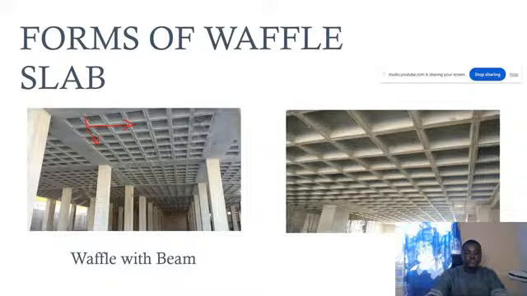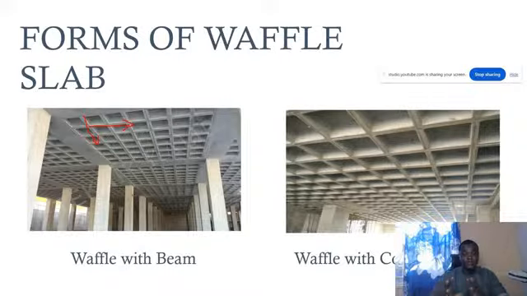So here, where we have the column, there's no beam in this situation. Where we have the column, we make that area solid, and then it will look like a flat slab system. But in this case, the slab is not solid, the slab is waffle. So those are the two major situations where you can have waffle slab.